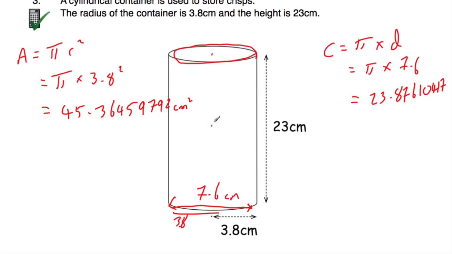But to find the area of that curved face, we then need to times it by the height of the cylinder, because remember, that would be a rectangle. If you cut it vertically and rolled it out, it would be a rectangle. The length of the rectangle would be the circumference of the circle, and the width of the rectangle would be the height of the cylinder.